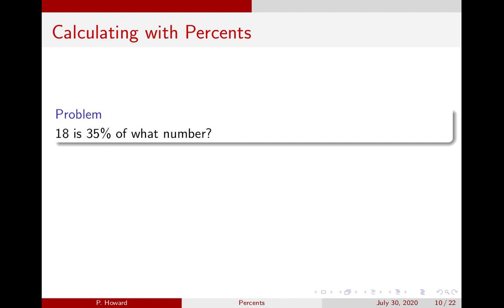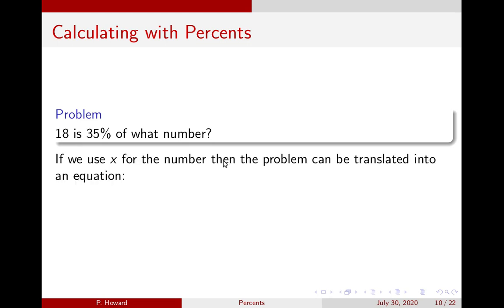Okay, a similar problem, not identical though. 18 is 35% of what number? So we're looking for some number. We will call the number x. So we want 18 to be 35% of x. In other words, 18 should be 0.35 times x. And we're looking for x.